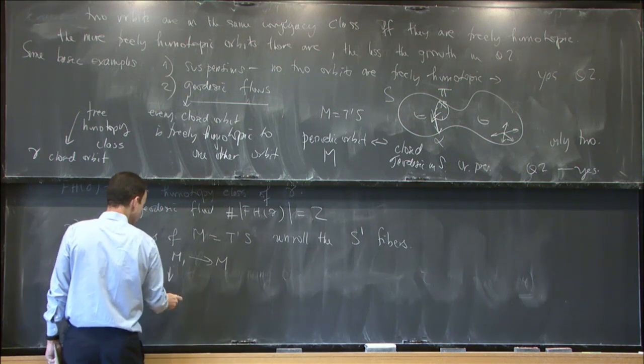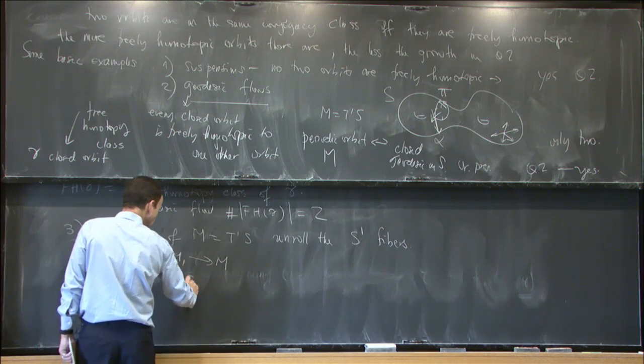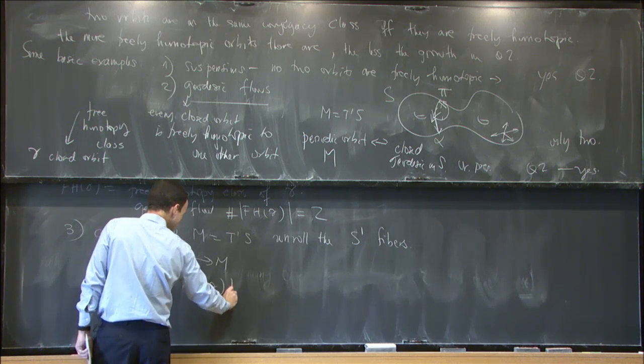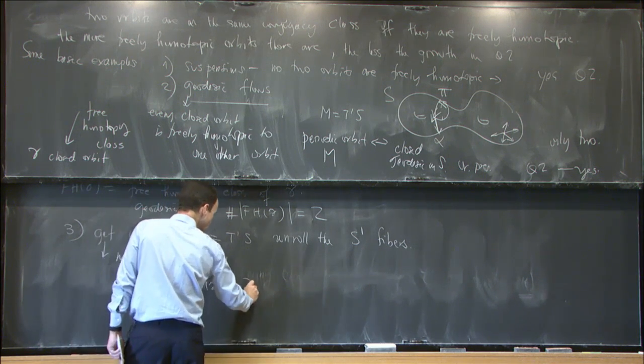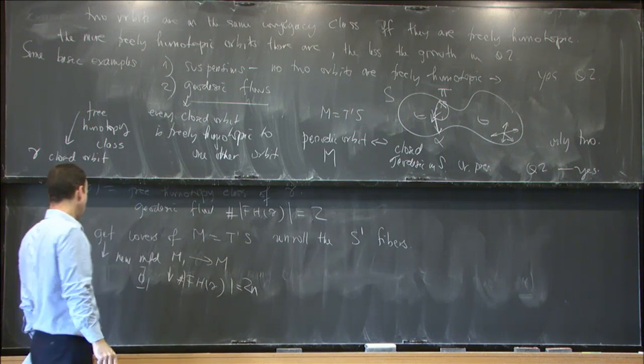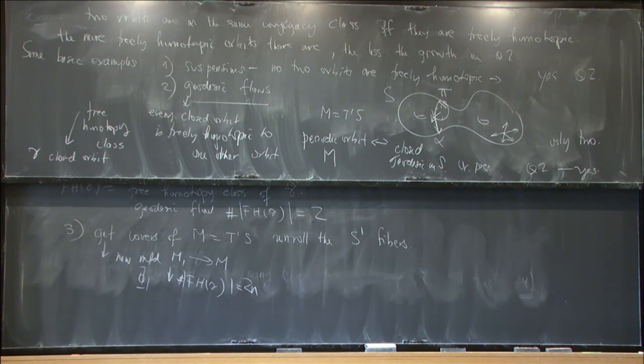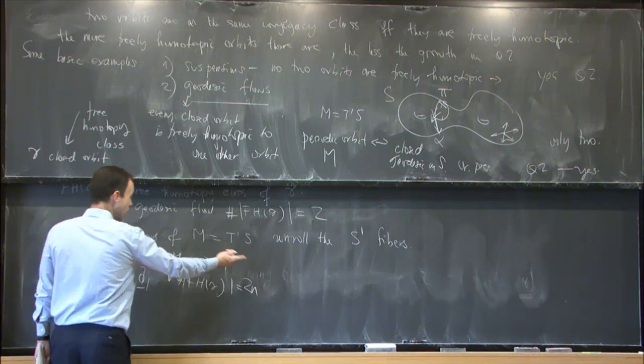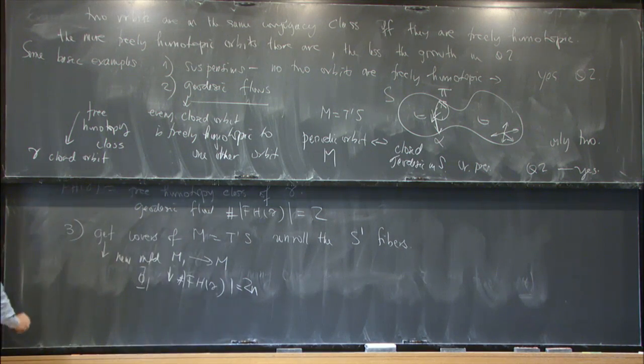And then in here, the free homotopy classes, you can get this so that the size of this is 2n for any n. All of the orbits are going to have free homotopy classes of the same size, but they can be as big as you want. Yeah?